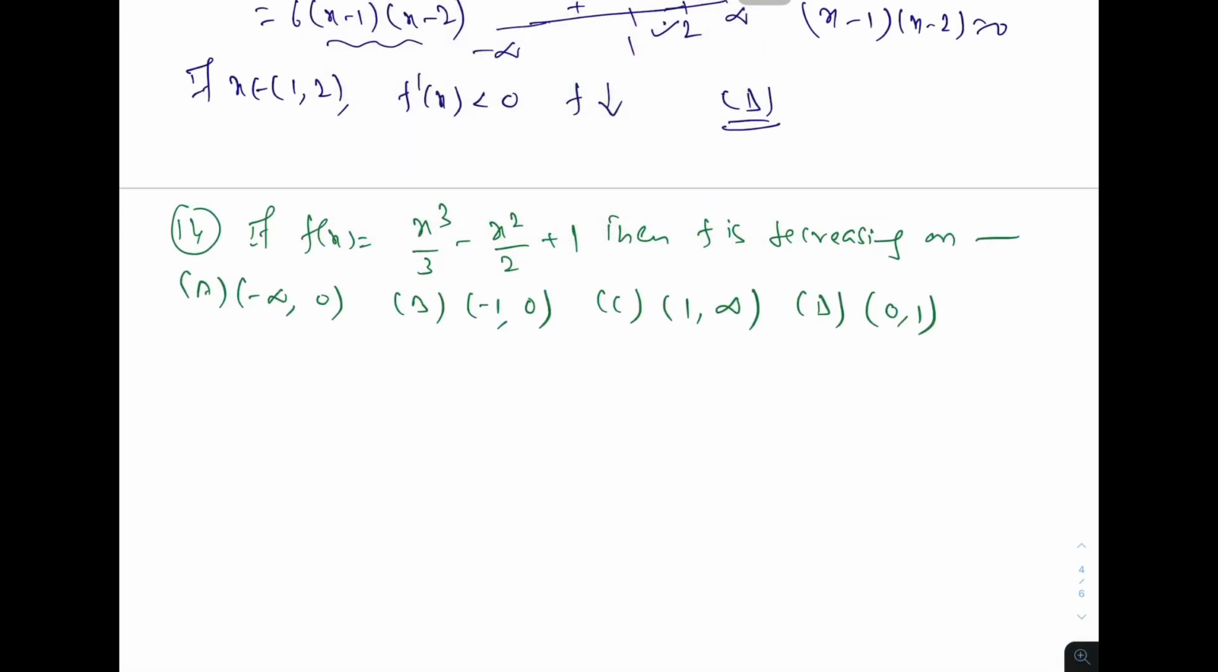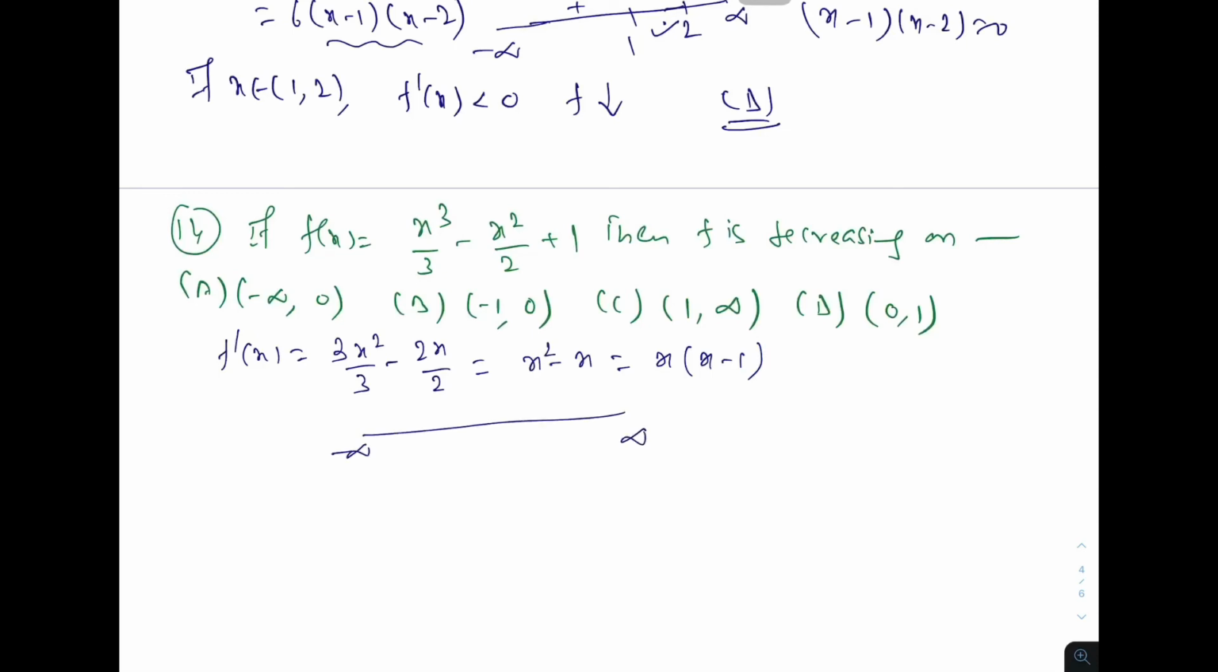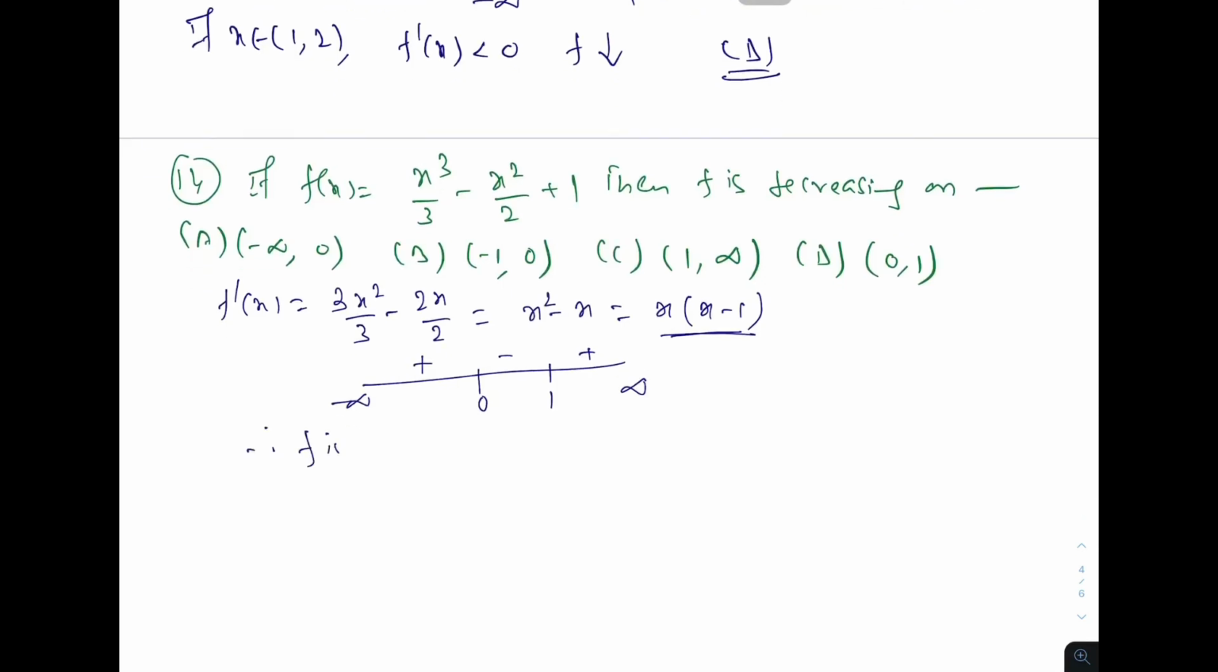So let us quickly find the derivative. So this is 3x square by 3 minus 2x by 2. So this is x square minus x, that is x into (x minus 1). So exactly same way here, minus infinity, infinity, then 0, then 1. And if I take x to be greater than 1, this is positive here, f dash x sign, and like this. So therefore f is decreasing on 0 to 1. So answer is again option D.